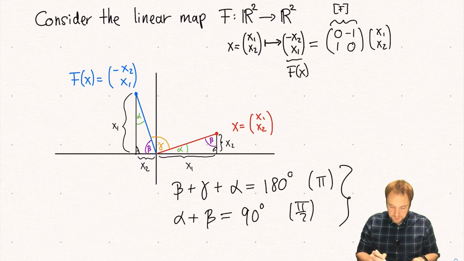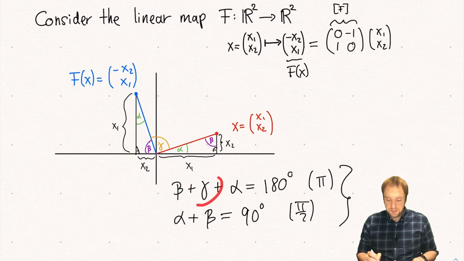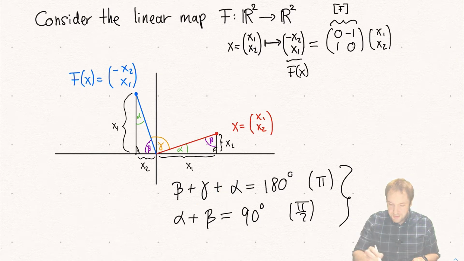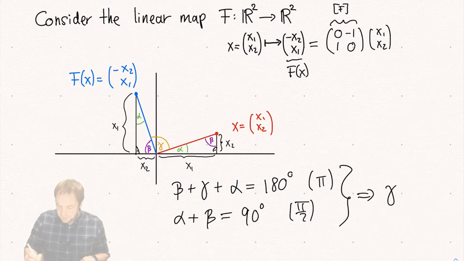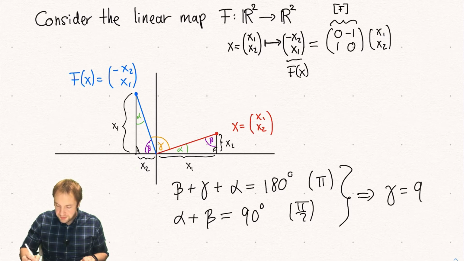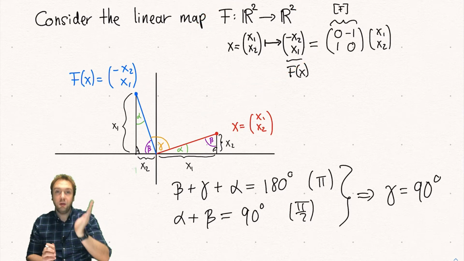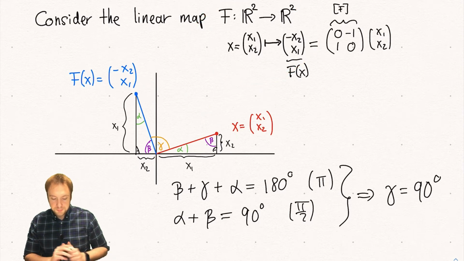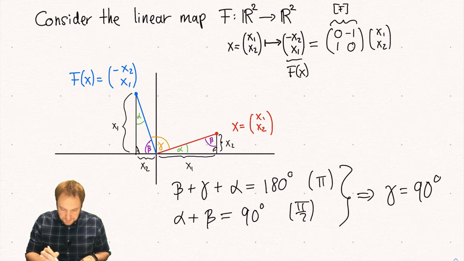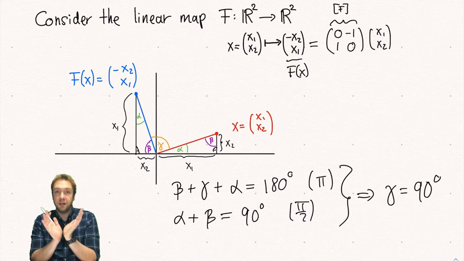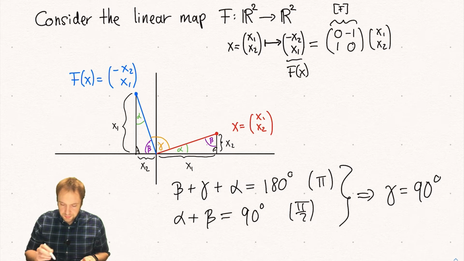And combining these, we see alpha plus beta is 90 degrees, and alpha plus beta plus gamma is 180, and therefore we see that this gamma is indeed 90 degrees. And therefore we see that this map actually really rotates counterclockwise by 90 degrees. And we see that this vector here and this vector, so here we have 90 degrees, and we say that these two vectors are orthogonal to each other.